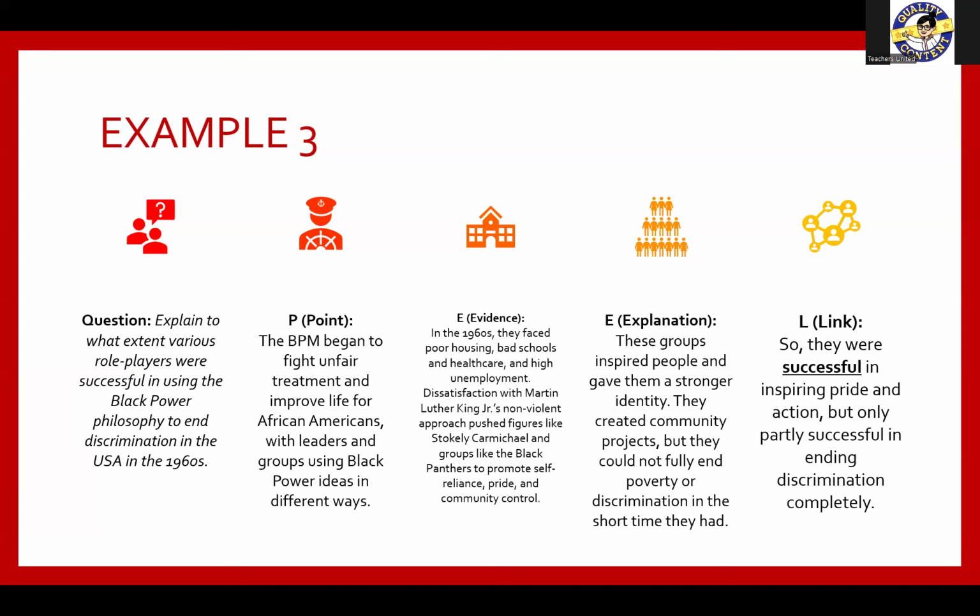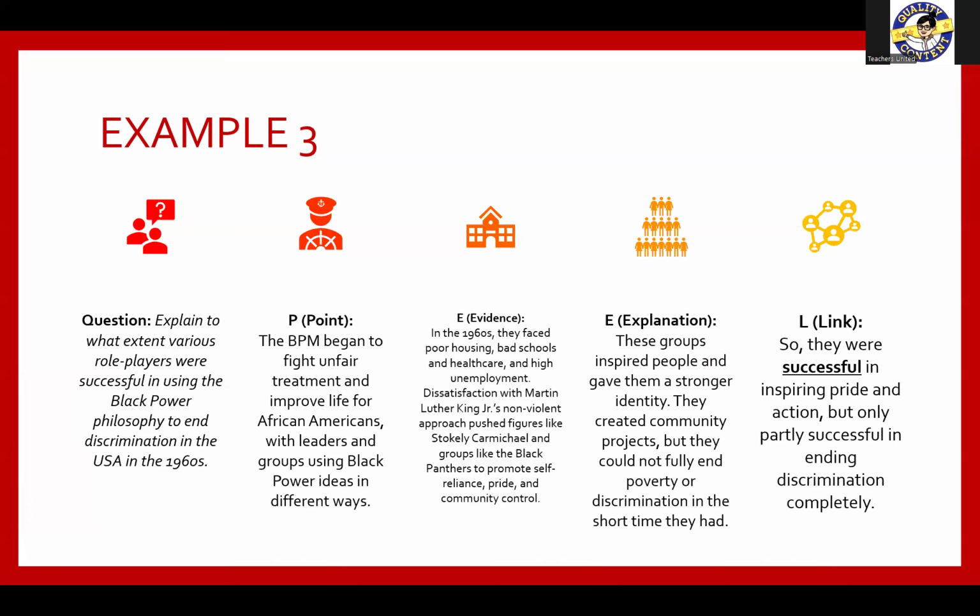In my evidence, I'm going to say in the 1960s, they faced poor housing, bad schools and healthcare, and high unemployment. The dissatisfaction with Martin Luther King's nonviolent approach pushed figures like Stokely Carmichael. So Stokely Carmichael is a role player, and groups like Black Panthers. Black Panthers is a role player to promote self-reliance, pride, and community control.